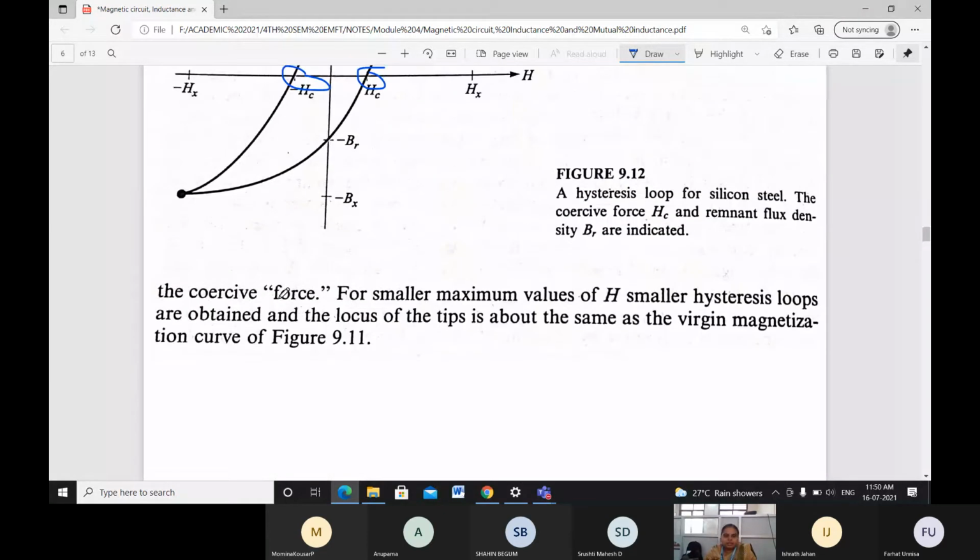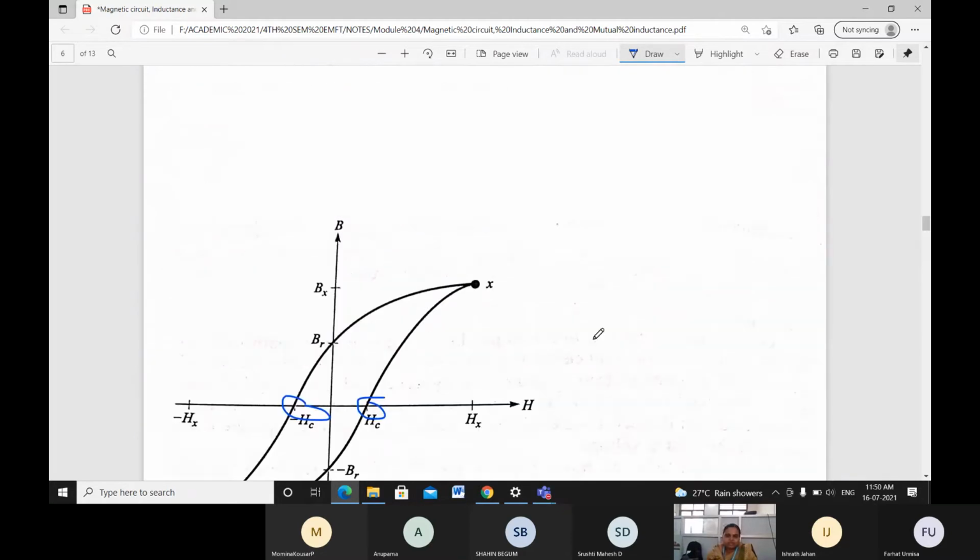At the Hc value, B is 0; it may be positive or negative, it depends. This is the coercive force taken here. The smaller the value of H, the smaller the hysteresis loop obtained, and the locus of the tip is about the same as the origin of the magnetization. This is what it is about.